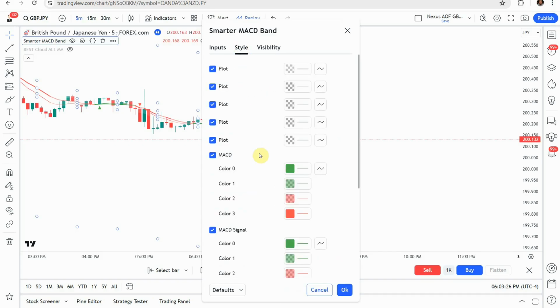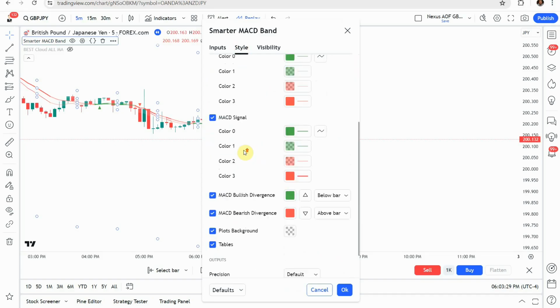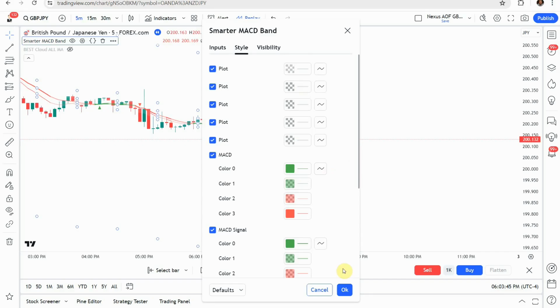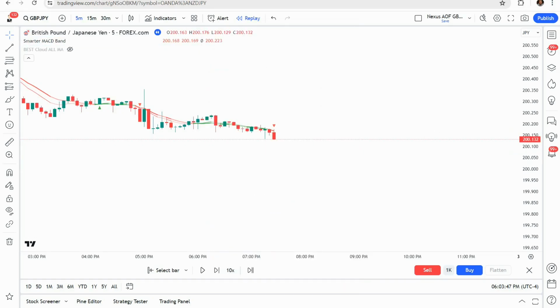Then jump into the styles here, and under the MACD bullish divergence, you're going to want to change that selection to below bar. Under the MACD bearish divergence, you're going to change that to above bar. And everything else can stay on the default settings, and just go ahead and click OK.